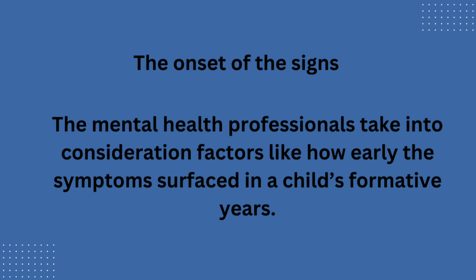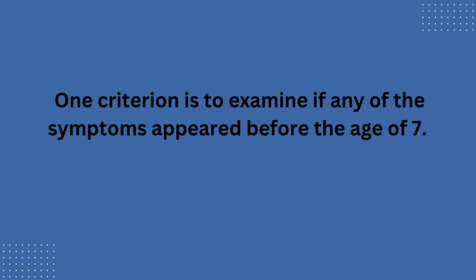The onset of the signs. The mental health professionals take into consideration factors like how early the symptoms surfaced in a child's formative years. One criterion is to examine if any of the symptoms appeared before the age of 7.